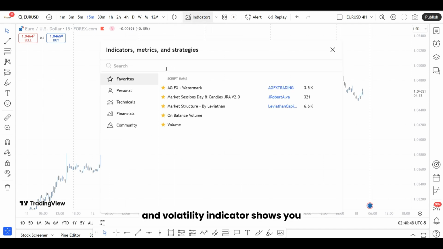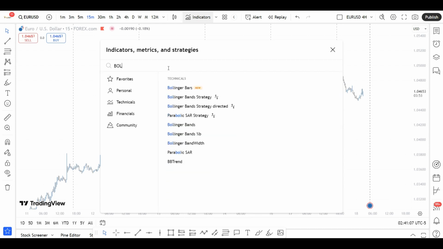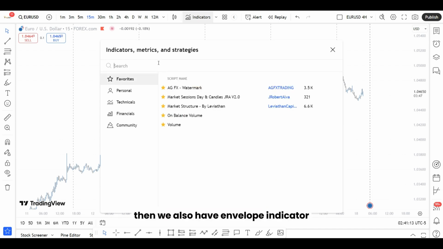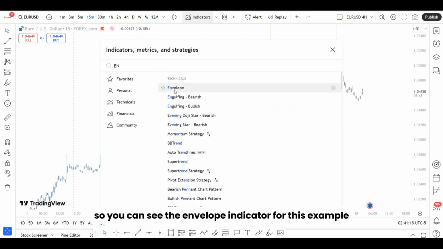Then the final and last type of indicator we have is the volatility indicator. The volatility indicator shows you an increase or decrease in the rate of movement in the market. When there is a high or fast movement in the market, the volatility indicator will tell you. For types of volatility indicator, we have the Bollinger Band. This is the Bollinger Band, the normal Bollinger Band. Then we also have the envelope indicator. So you can see the envelope indicator.